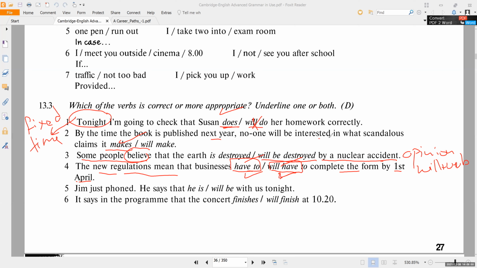"Jim just phoned. He says that he'll be with us tonight." Jim just called a moment ago, speaking as Jim, that he will be, or he'll be, with us tonight. We can say "he'll" or "he will be with us tonight", not "is".